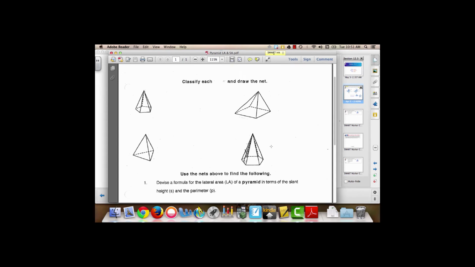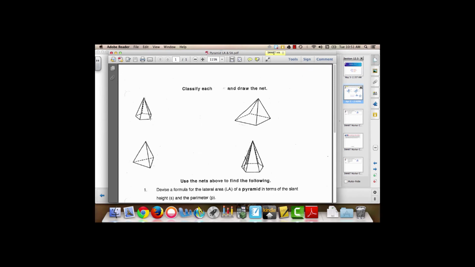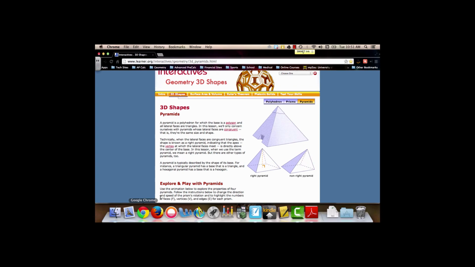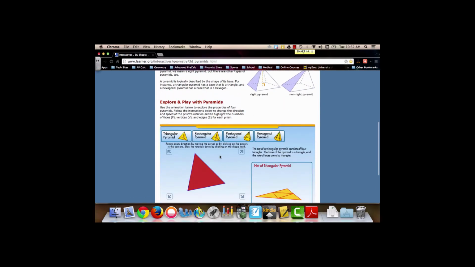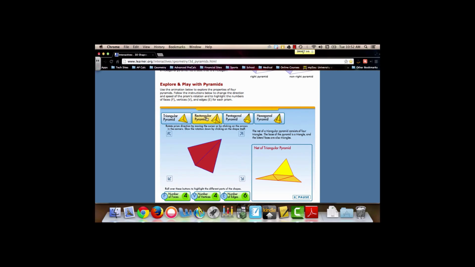You will be classifying your pyramids like prisms. Pyramids are classified by their base. These are all regular bases, and therefore the triangular faces are all congruent isosceles triangles. Then you will draw a net for each of those. Use your web link as a guide. If you scroll down, once again, we have different types of pyramids that you can see in their three-dimensional form and rotate around, and that fold out to make the net.